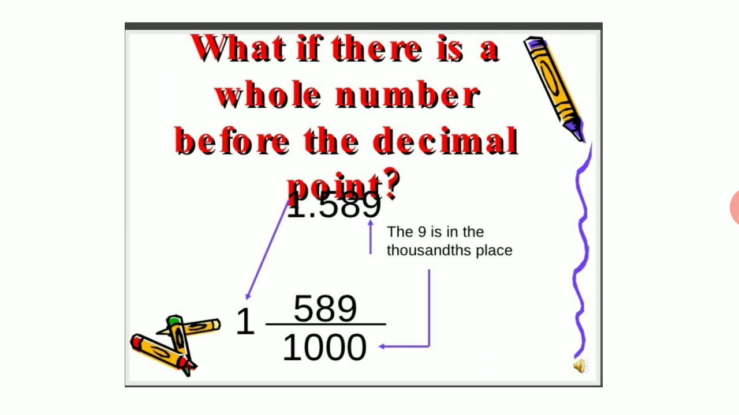So when we try to convert it into a fractional form, we write it as 1 because 1 is a whole number. After that the decimal point is there. That is why we write it as 1589 by 1000. Okay.